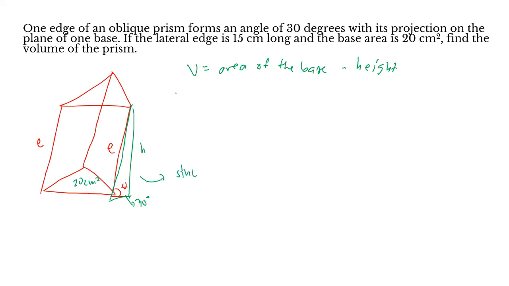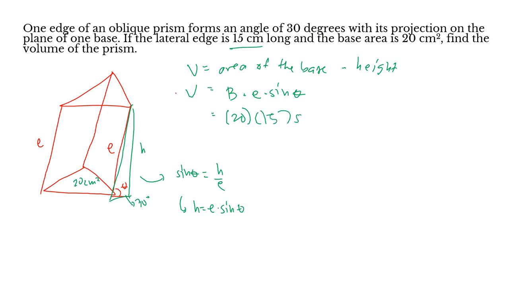So, you have sine theta is equal to opposite h over e. Rearranging that, you get height is equal to e times sine theta. So, may mo siya nga ni class. Volume is equal to area of the base times e times sine theta na niya imong formula. What is the area of the base, class? 20. What is your edge? Already given by the problem, 15. What is theta? Already given as well in the problem, which is 30.